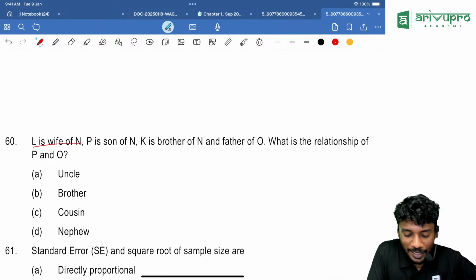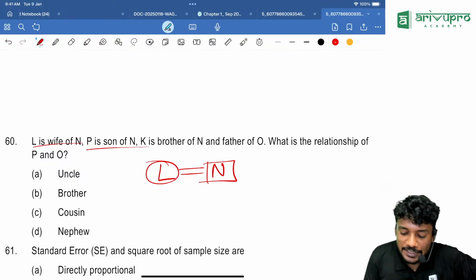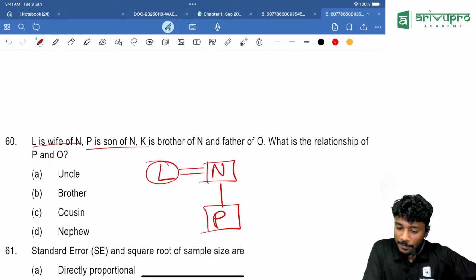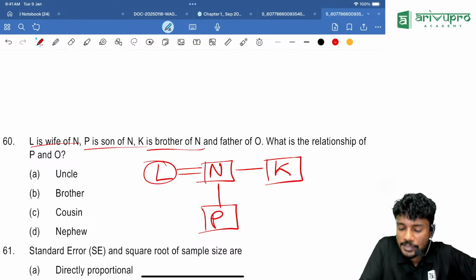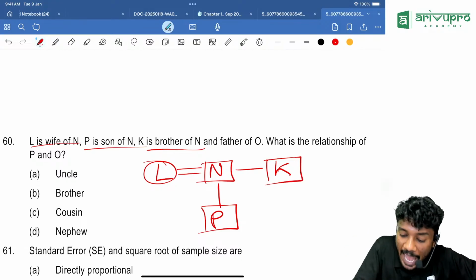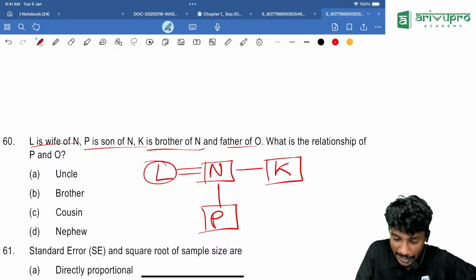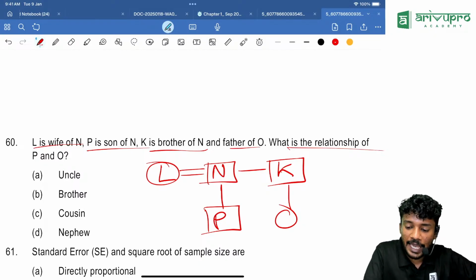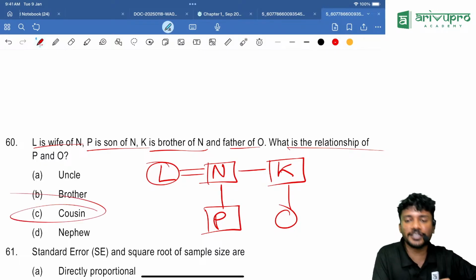Now, L is wife of N. That means L and N are married. P is son of N. What does that mean? P is son of N. K is brother of N. That means K and N are in same generation. Gender of K is male. And father of O. Who is father of O? K is father of O. What is the relationship between P and O? Cousins. Option C is our answer.